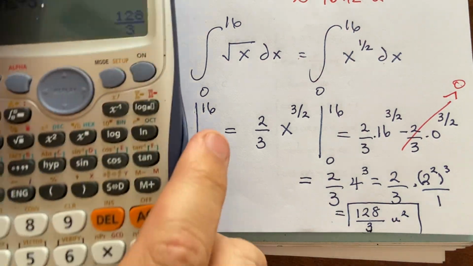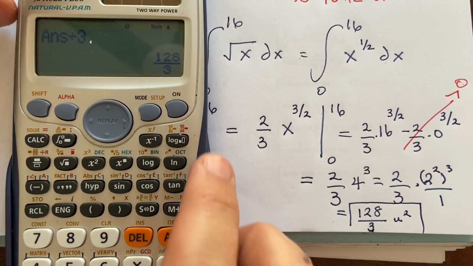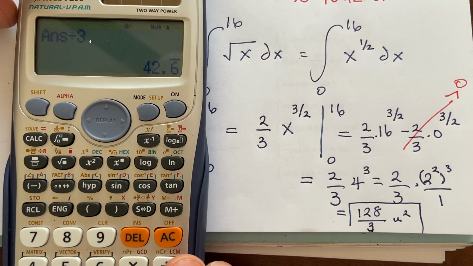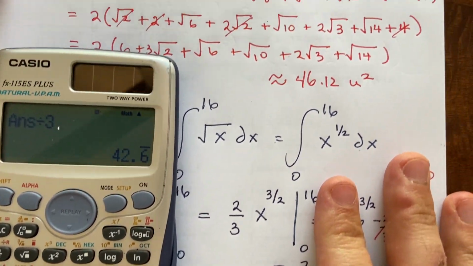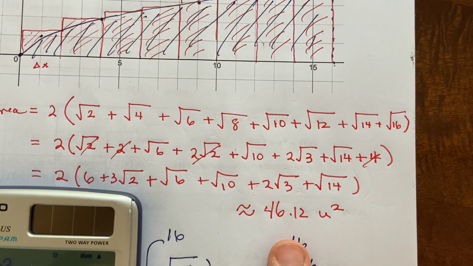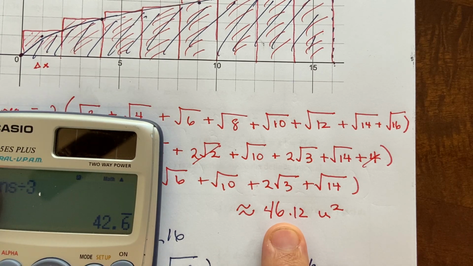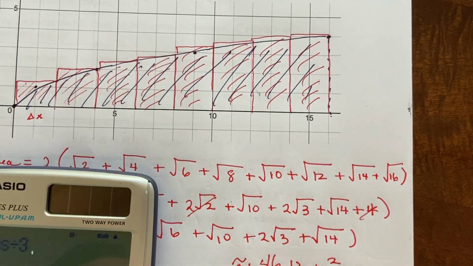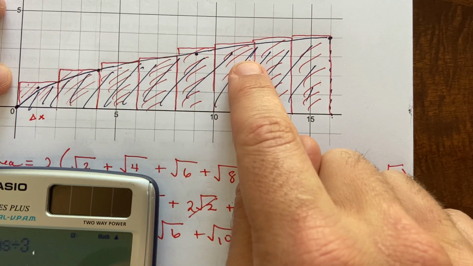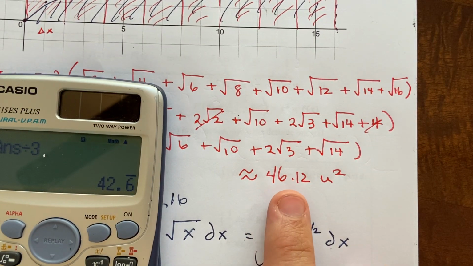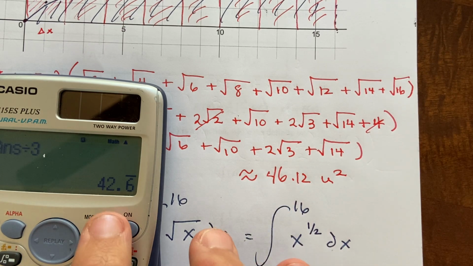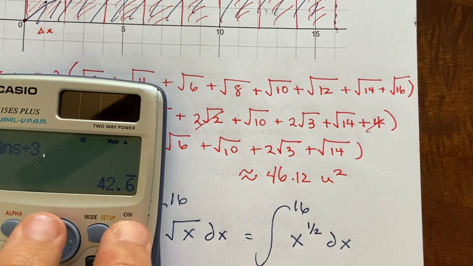Just as a comparison, it's 42.6 forever, right? And our estimate was this 46.12. And we had the understanding that our estimate was an overestimate. So indeed, that 46.12 was an overestimate. This is the exact area here.